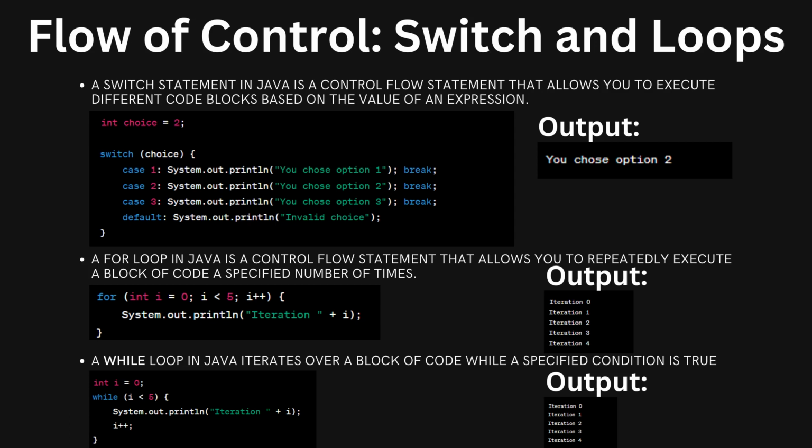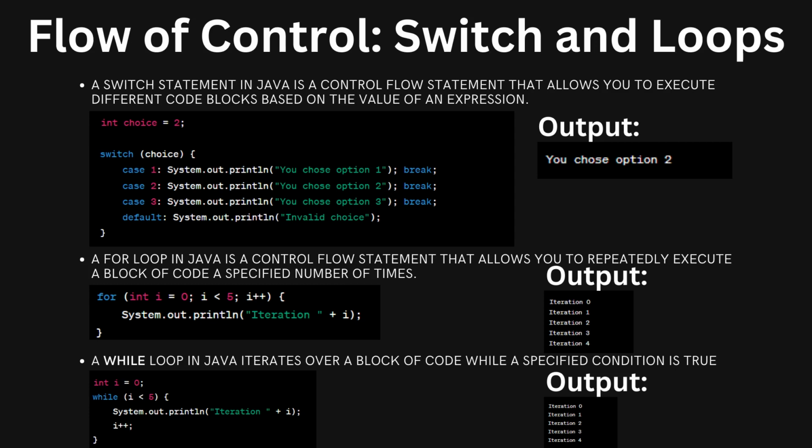So looking at this example right here, we have i being set to 0, and we have a while loop that says while i is less than 5. So while i is less than 5, this block of code is going to be iterated over and over again until i is equal to or greater than 5.